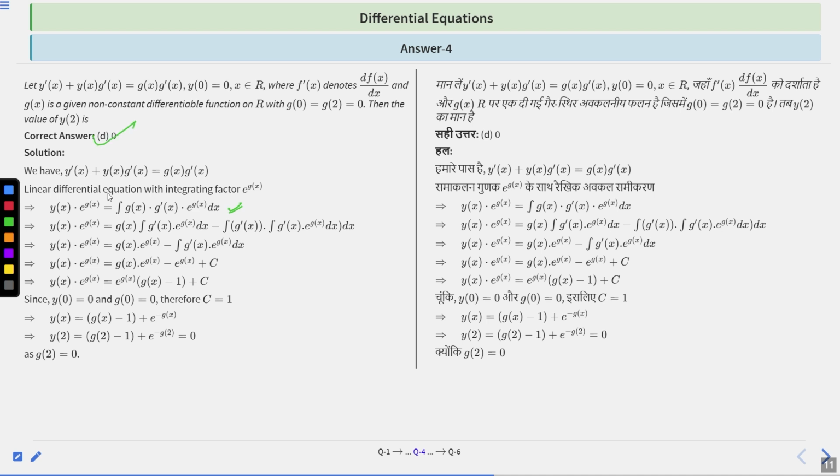Clear? Therefore, option D is the right choice. 0. Right? Option D is the right choice. Got it?